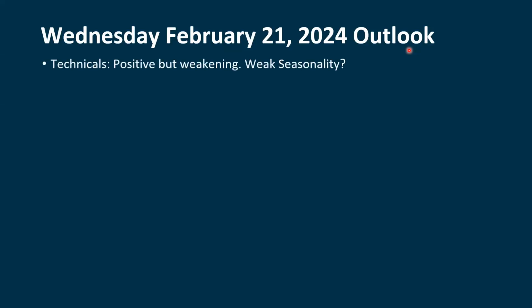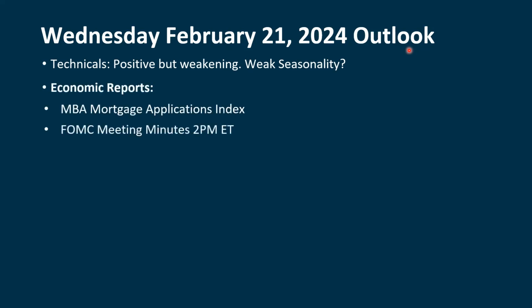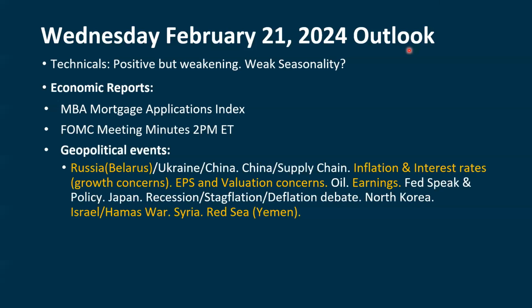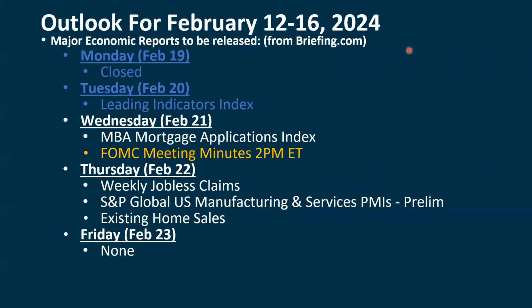So what's our outlook for Wednesday? We're still positive now, but we are seeing some signs of weakness, and we're also coming into a historically weak period of seasonality. We're going to get the MBA Mortgage Applications Index. The big one is going to be the meeting minutes from the FOMC that'll be coming out at 2 p.m. Eastern. And then we just want to watch the geopolitical events that are happening here.